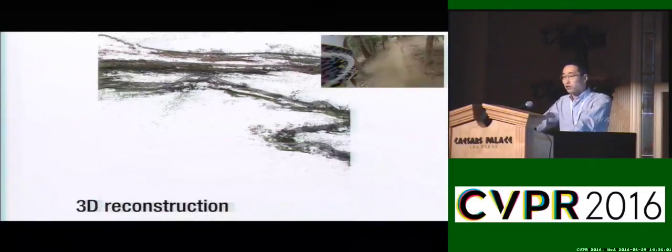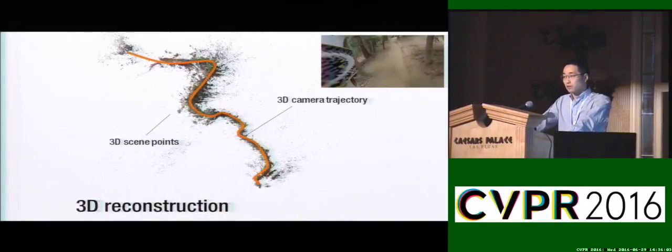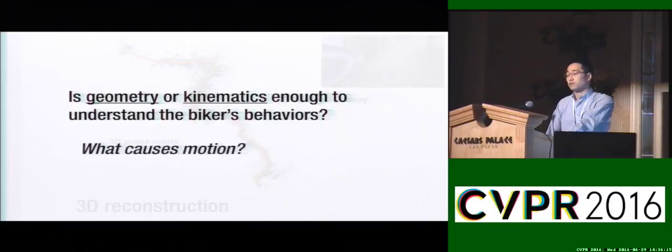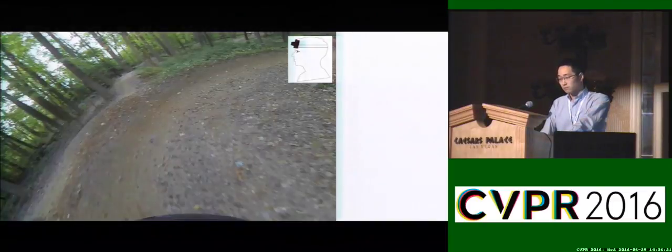This is a 3D reconstruction, which allows us to understand the geometric relationship between the camera and 3D points. The question is whether the geometry or kinematics is enough to understand the biker's behaviors. Unfortunately, it's not, because it does not tell what caused this motion. Then what is the key factor that causes this motion?